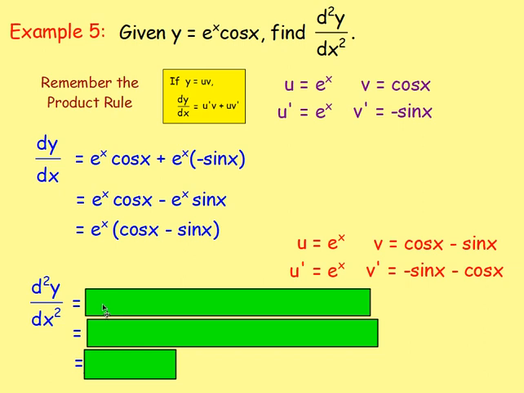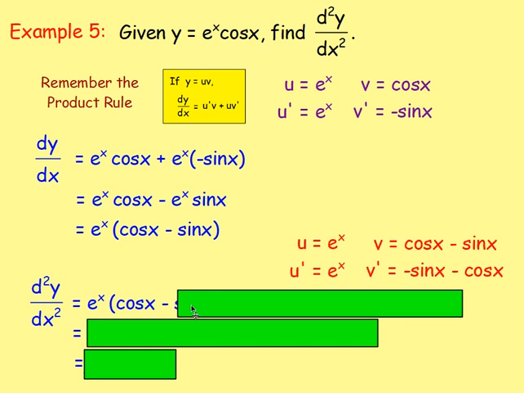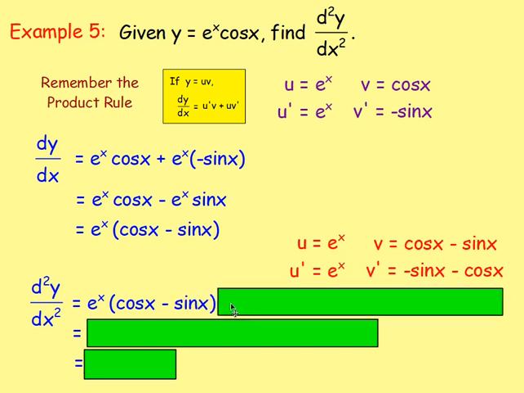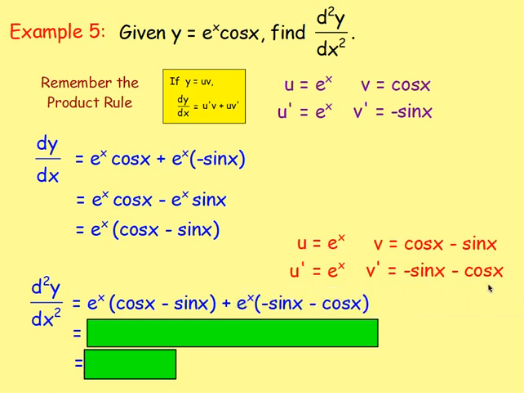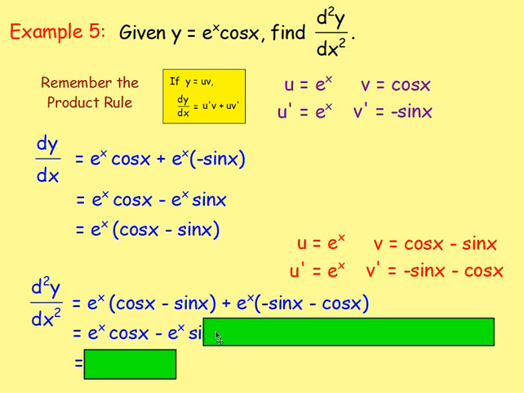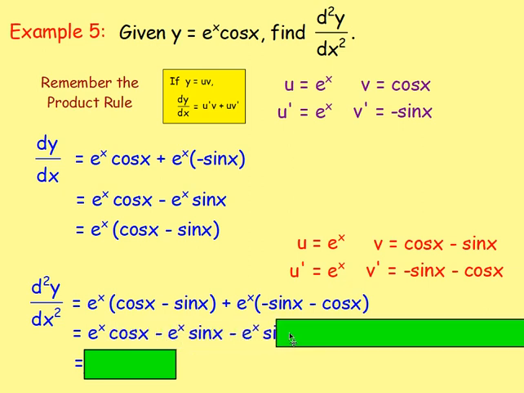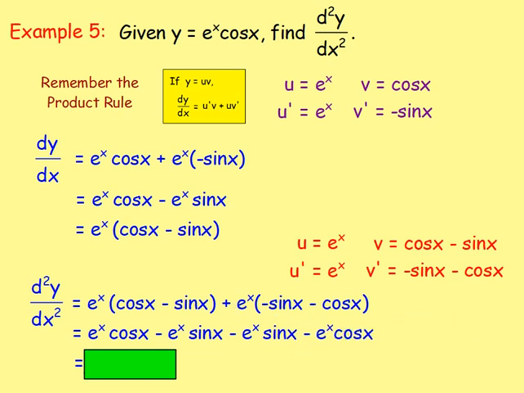From there then, you can work out the second derivative. So u dash v plus uv dash, u dash times v is going to be e to the power of x times cos x take away sine x. And then you're going to have plus u times v dash, so e to the power of x times negative sine x take away cos x. From there then, if you multiply out the brackets, that's going to give you e to the power of x cos x, take away e to the power of x sine x, take away e to the power of x sine x, and then take away e to the power of x cos x.